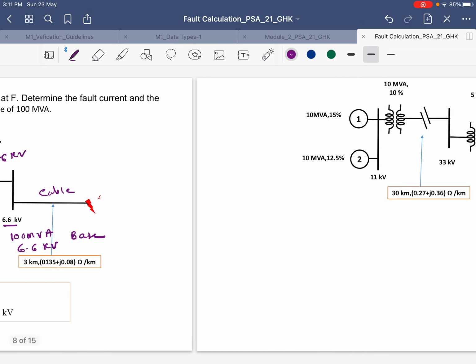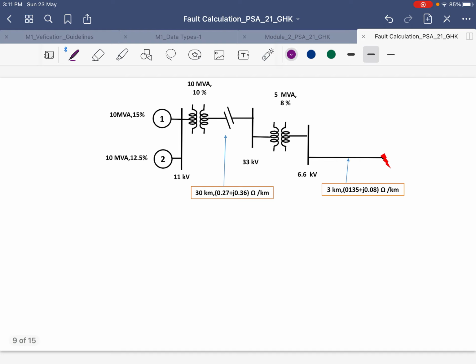Therefore, here I am calculating one by one. We have taken 100 MVA and 11 kV here, 100 MVA and 33 kV here, and in this circuit 100 MVA and 6.6 kilovolts. These are the base quantities.